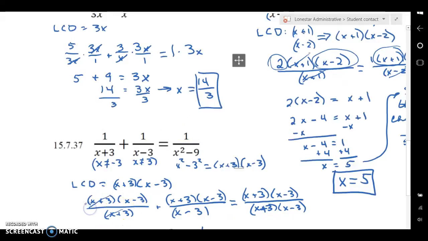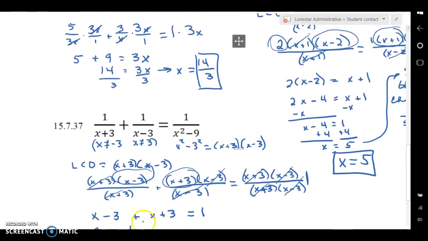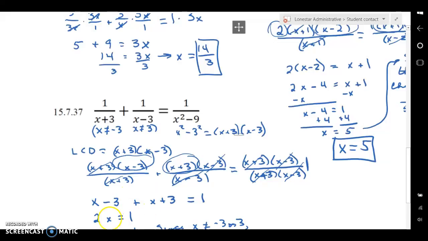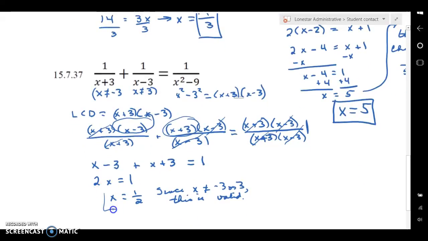X plus 3 leaves x minus 3. X minus 3 leaves x plus 3. And x plus 3's cancel, x minus 3's cancel. That means we have a 1 over there. So we have this x minus 3 here plus x plus 3 here equals 1. Very simple equation now. X plus x is 2x, minus 3 plus 3 is 0, and 1 on the right. So dividing both sides by 2, we get x equals 1/2. We look back up here and we see that x can't equal negative 3 or 3, but 1/2 is okay. So that is our answer.